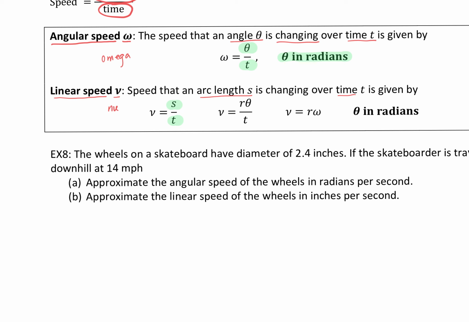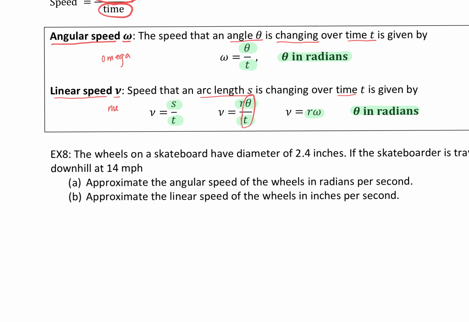But remember, the formula for arc length is also r times theta. So when you're figuring out linear speed, you can also use, instead of s, r theta over t. It just depends on the information that you have. And now look at the theta over t. That's our angular speed. So we can take our theta over t and replace this with angular speed to get our final formula that we can use for linear speed, which is simply radius times angular speed. Again, theta is in radians.